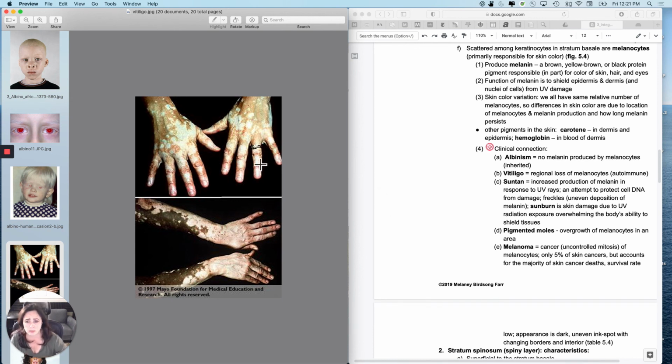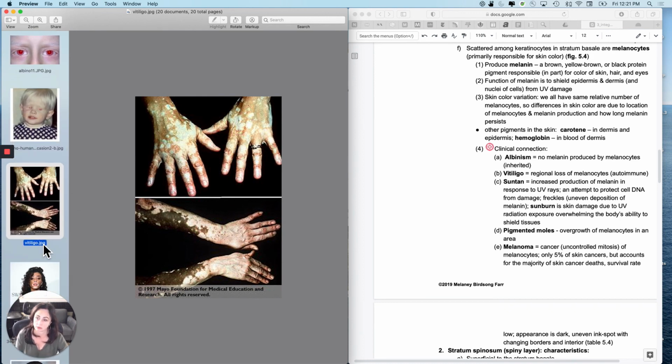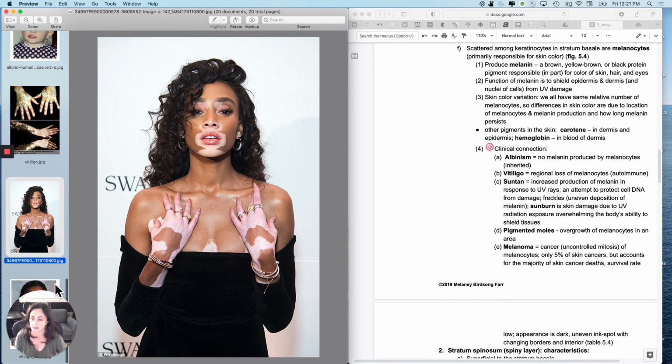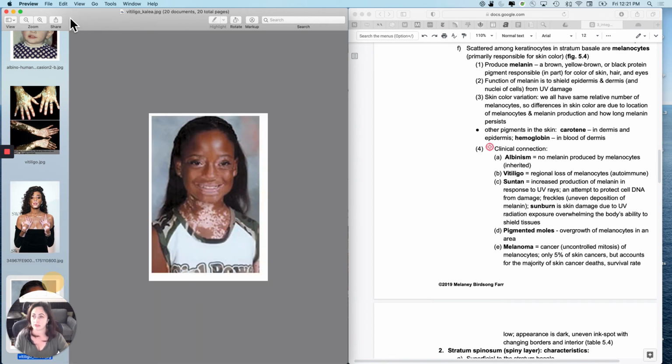It usually hits relatively symmetrically, and of course it's more noticeable if the person has genetically the predisposition to darker skin. So you are going to notice it more in dark-skinned individuals, but it can exist in everyone. This is Winnie Harlow. She's a really famous, beautiful model, and she's got vitiligo. Notice that it's relatively symmetrical, which I have no idea why that is. And then here's another child with vitiligo.